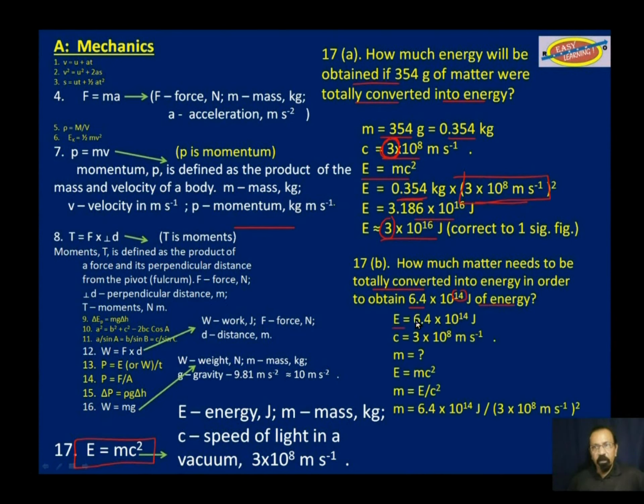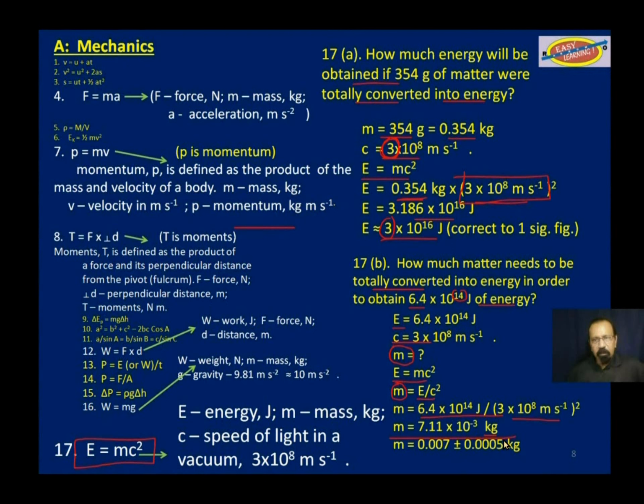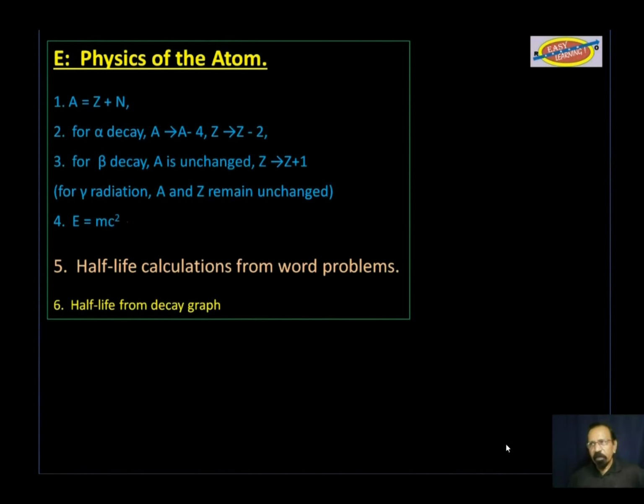In this case, we know the energy, we know the speed of light, we want to find the mass. E is equal to mc squared. Make m the subject of the formula, which is equal to E over c squared. Substitute the numbers we have, and we get 7.11 exponent negative 3 kilogram. And we can write that like this if we so desire, which is 0.007 plus or minus 0.0005 kilogram. So we did that equation as a review, that formula.